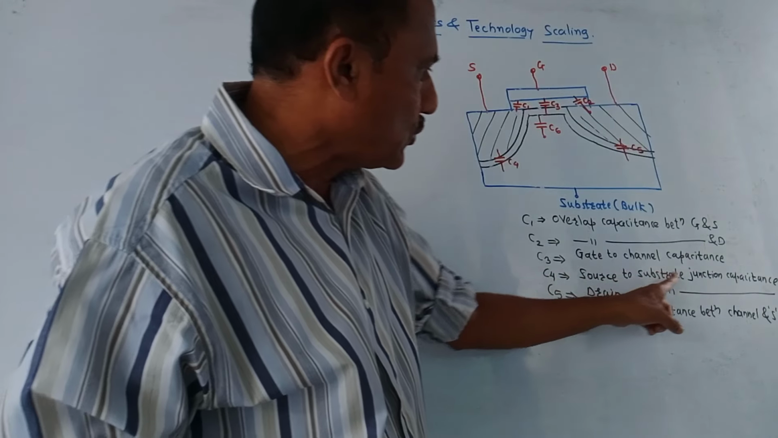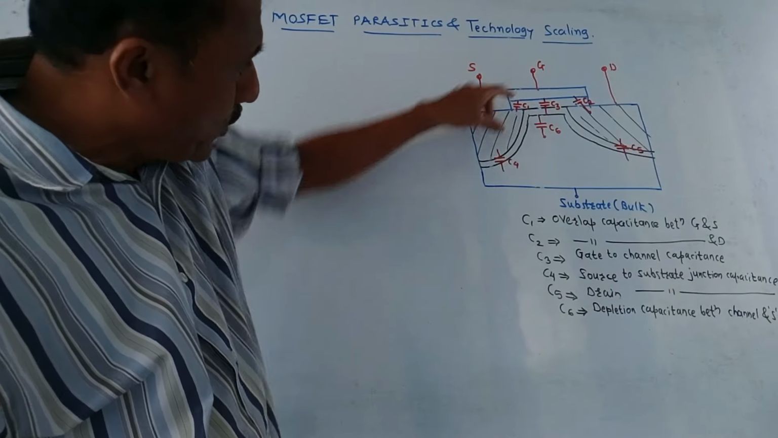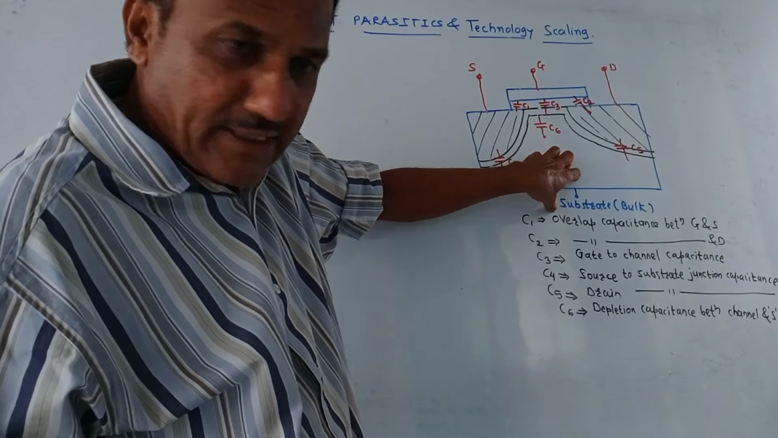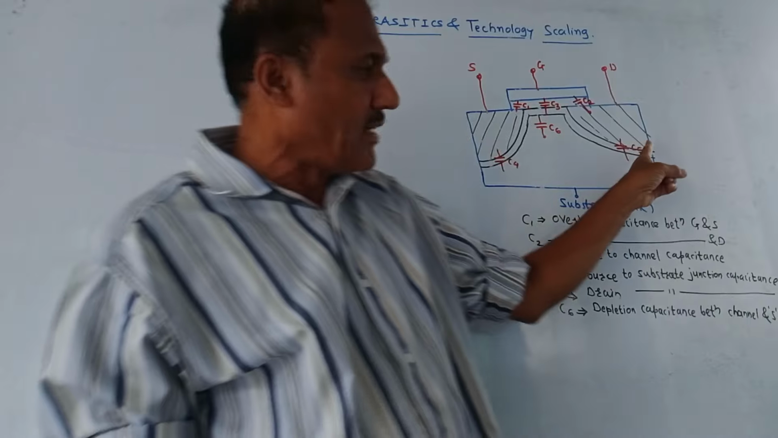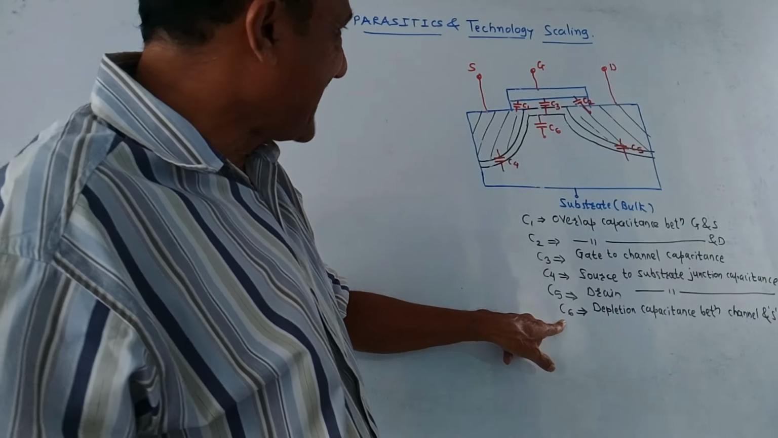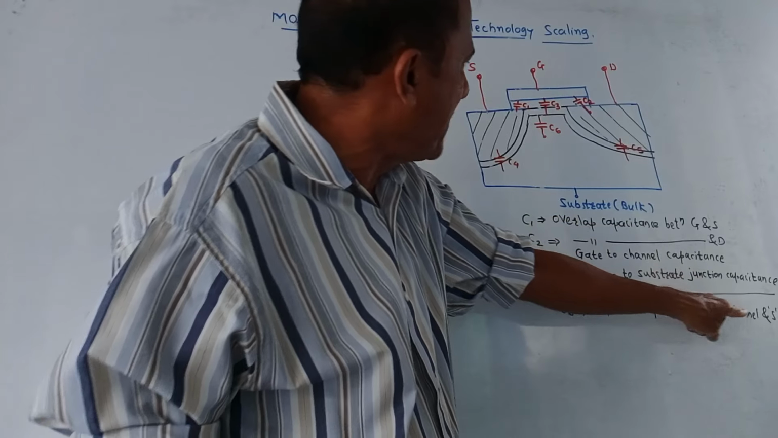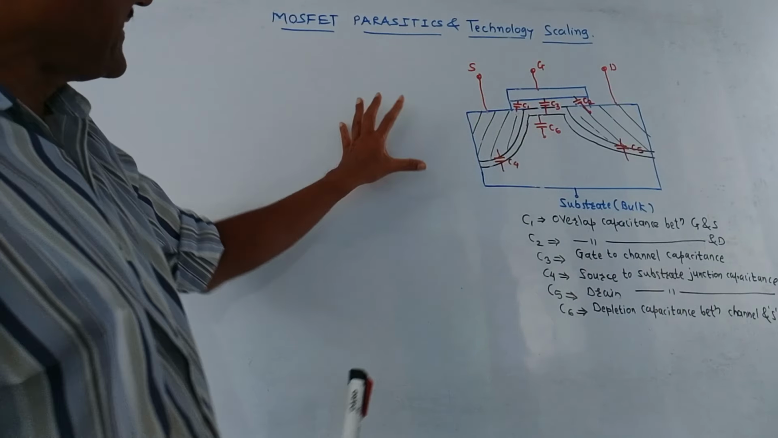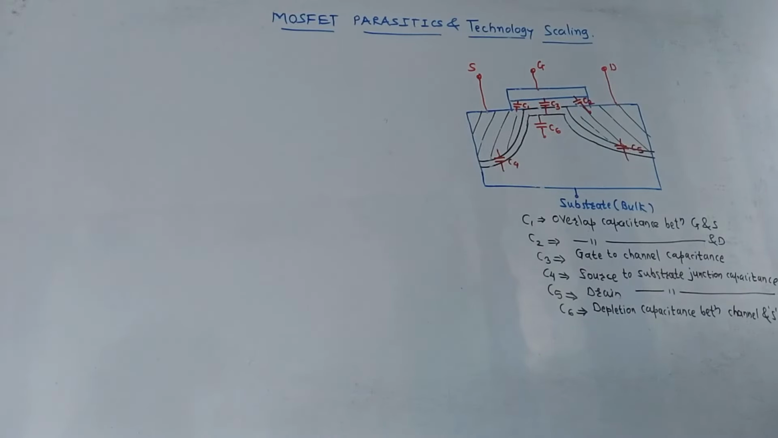C4 is the source to substrate junction capacitance. This part is the part of source, and this portion is related to substrate. So C4 is the source to substrate junction capacitance. In the same way, C5 is the drain to substrate junction capacitance. Now C6 is the depletion capacitance between channel and the substrate. So these are the different capacitors which are called MOSFET parasitic capacitance.